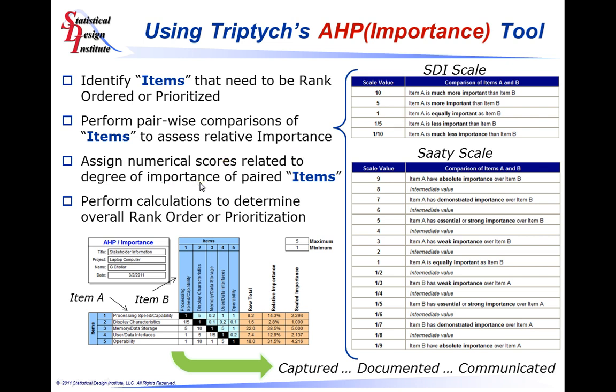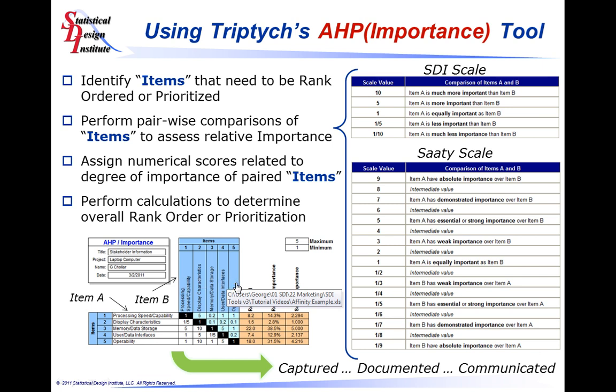Once you've assigned the numerical scores related to the degree of importance of these paired items, then calculations can be performed in order to determine the overall rank order or prioritization of multiple items that you've included in this assessment. Shown in the figure at the bottom of this slide is a screenshot of the AHP tool that's within the Triptych software, where item A will be in the left of the matrix here, item B will be the items identified in the upper portion of the matrix.